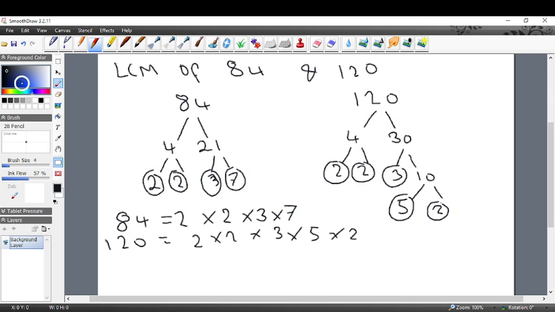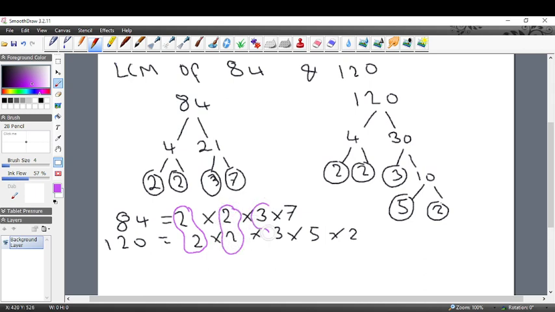After looking at these two numbers, you want to work out the lowest common multiple by doing this. If I get a new color, let's say pink. What we do is, you look at these two numbers and you say which of these prime factors they have in common. So for 84 and 120, they both have 2 in common. So you circle it like that. Then you look at it again, you say, oh, they have another 2 in common. You circle it like that.